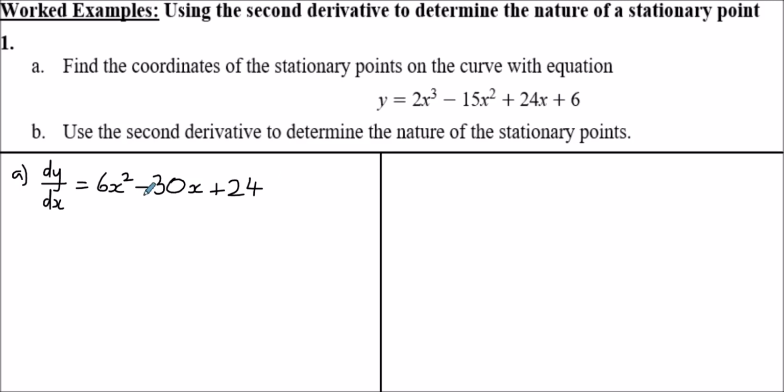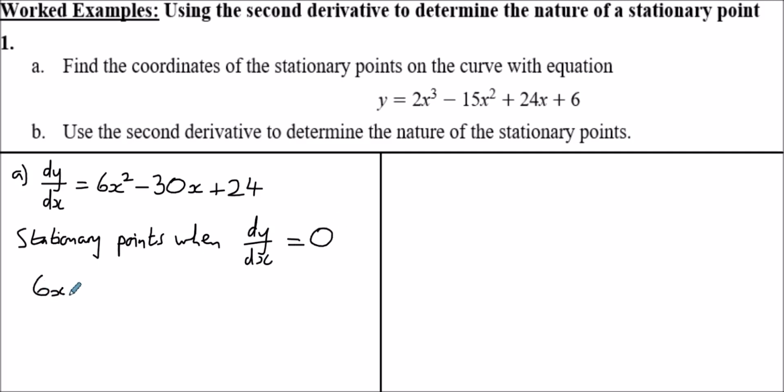If we're trying to find stationary points, then we know by now stationary points are when the gradient is equal to 0. So we can just write that down, stationary points when dy by dx equals 0. So we set this quadratic equal to 0 and solve. So we have 6x squared minus 30x plus 24 equals 0. And again, you can just do this on your calculator if you so wish, but I'm just going to show you how to do it algebraically in case the examiner so chooses to word the question where you're stopped from just using your calculator.